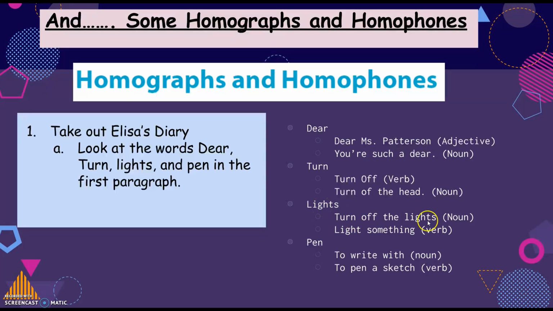For lights, turn off the lights is a noun, okay, because the lights there is the person, place, thing, or idea. And then light something is a verb, to light something. For pen, to write with a pen is a noun, it's a person, place, or thing. And to pen a sketch is a verb because you are penning.